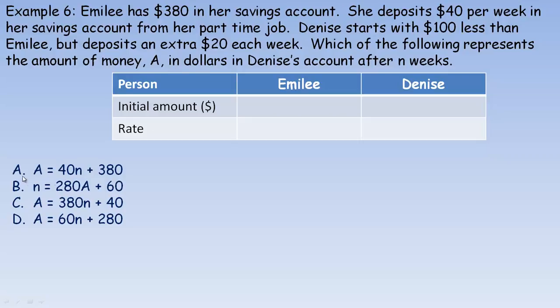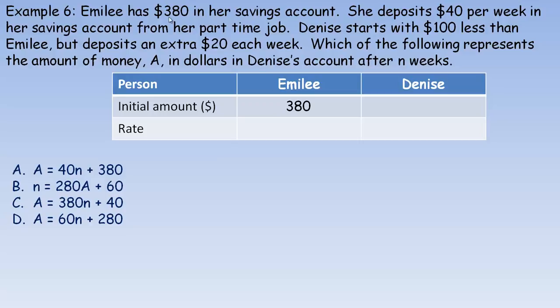So again, this is a multiple choice similar to one of the previous ones. So we have to pick out which one of these is the correct equation that relates the amount in the account to the number of weeks. So one way to organize this is to make a table for how much each of them has at the beginning and how much they're saving each week.